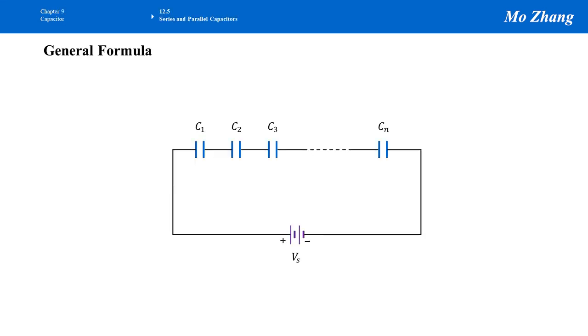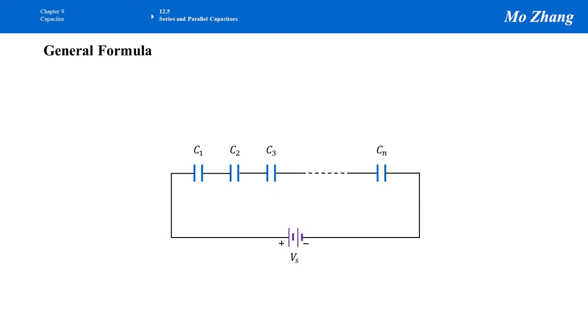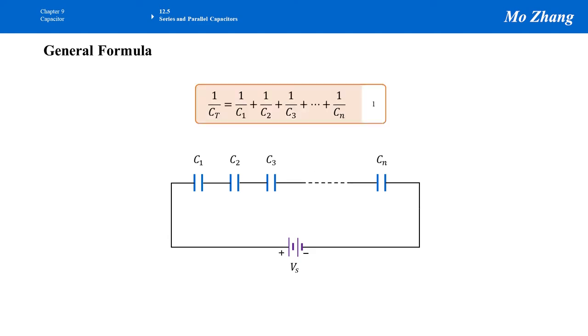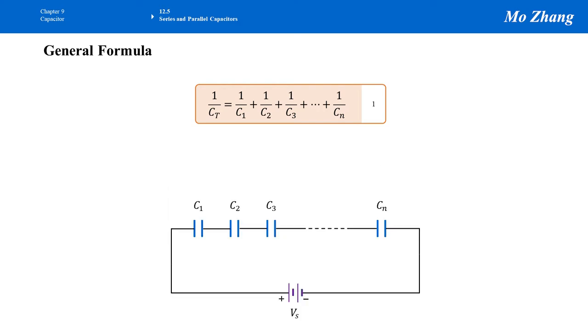Here is a circuit that has n capacitors connected in series. When capacitors are connected in series, the total capacitance has to be calculated using the reciprocal formula. That is 1 over Ct, where Ct is the total capacitance of the system, equals 1 over C1 plus 1 over C2 plus 1 over C3 all the way to the last capacitor, or the nth capacitor, 1 over Cn.